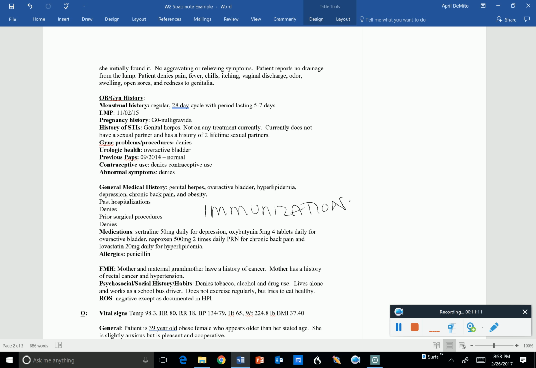Now, let's see. Down here, you see review of systems. This is a really important piece. You've got to have the review of systems, and I had some students submit SOAP notes without one. And it's okay for you to write negative except as documented in the HPI. I'm fine with that. Now, if you want to go through all of the systems and document negative, negative, negative, you can certainly do that, but it's not necessary. Review of systems, negative except as documented in the HPI, that is acceptable to me.